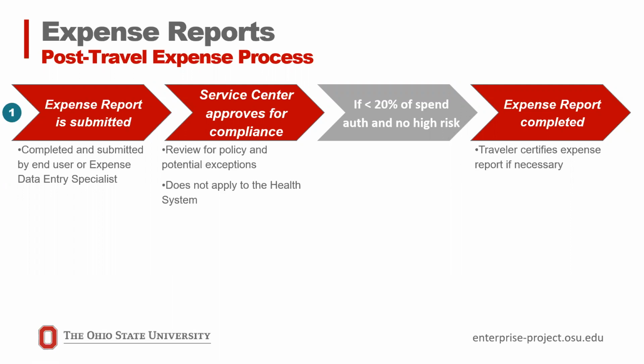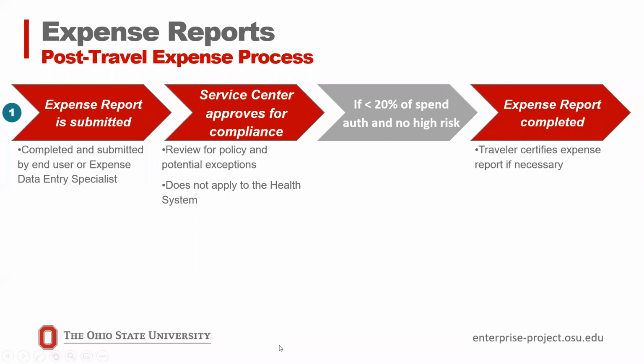At this point, if the expense report is not over the spend auth by more than 20%, and there's no high risk item, then it is done. It goes to the traveler to certify, and then the expense report goes out to get paid. The traveler does need to certify if they didn't submit the expense report for themselves. It's very similar to today. Yeah.